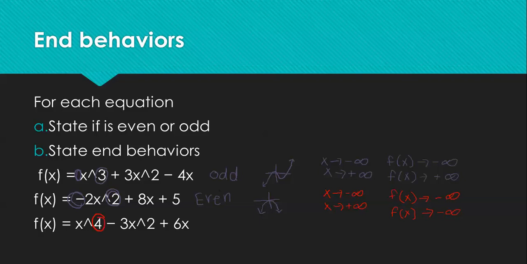Now we look at x to the 4th, that's even. And we know that it's positive because there's no negative symbol at the front. So that means both of my ends are facing up. It doesn't really matter what the middle looks like. All we care about is the ends. So when x is negative, my f of x is positive. And when x is positive, my f of x is also positive because they're both facing up.